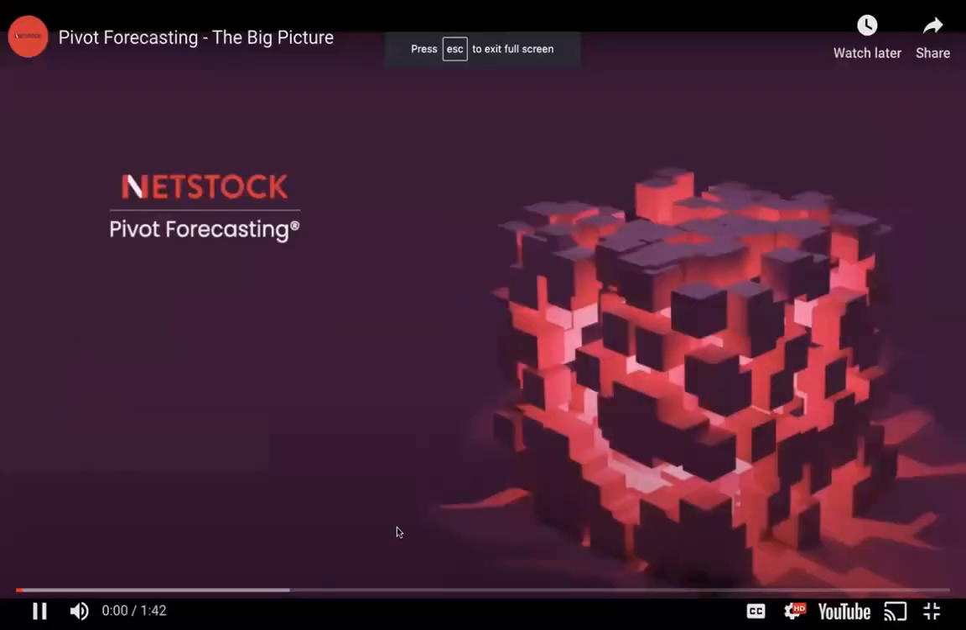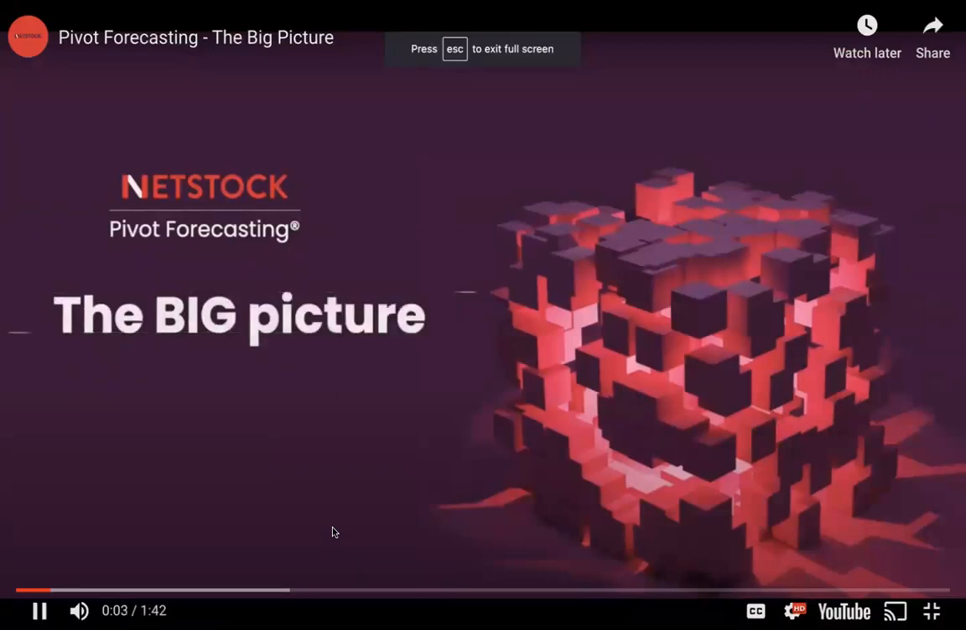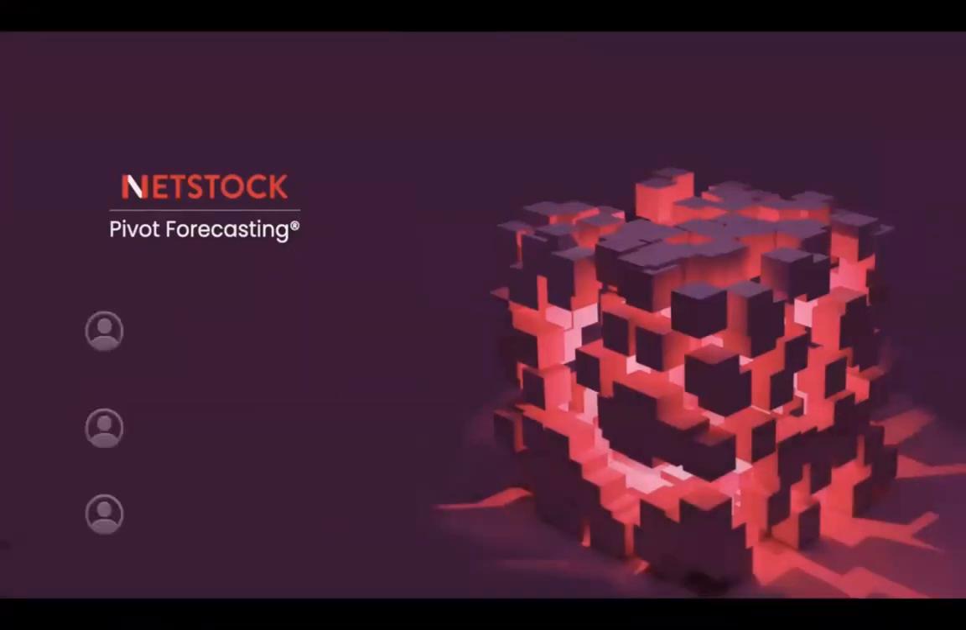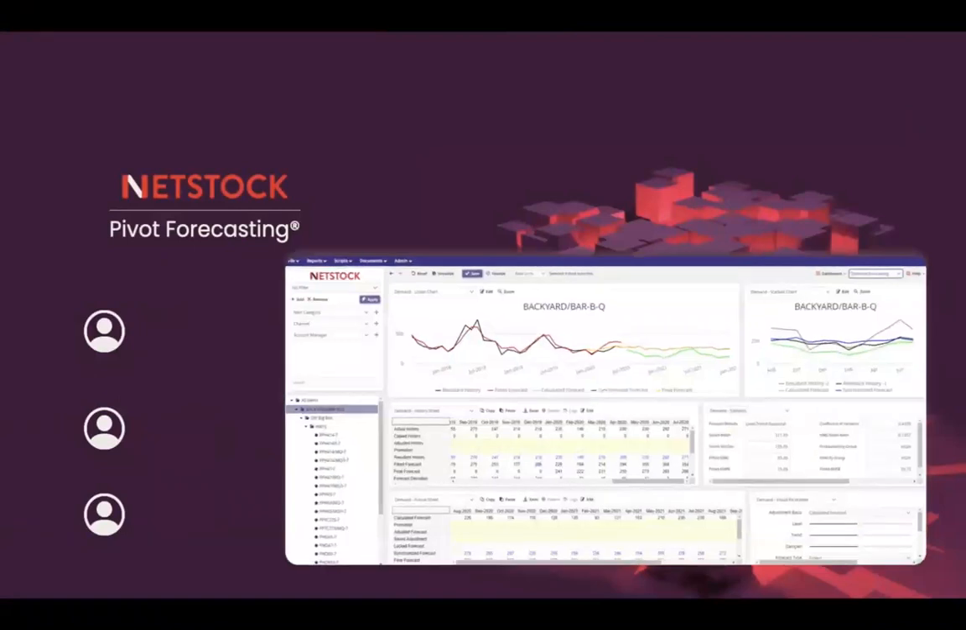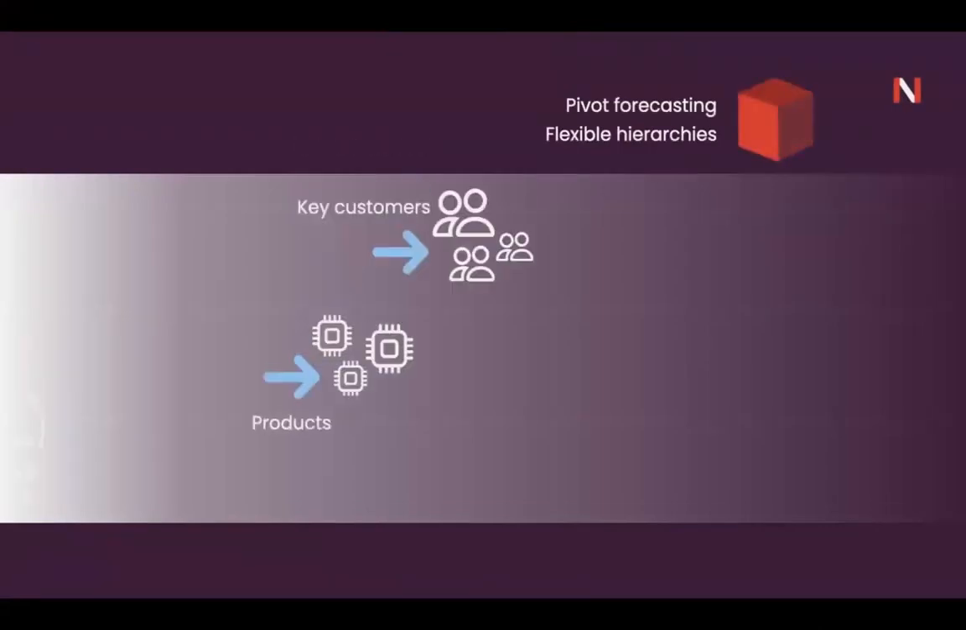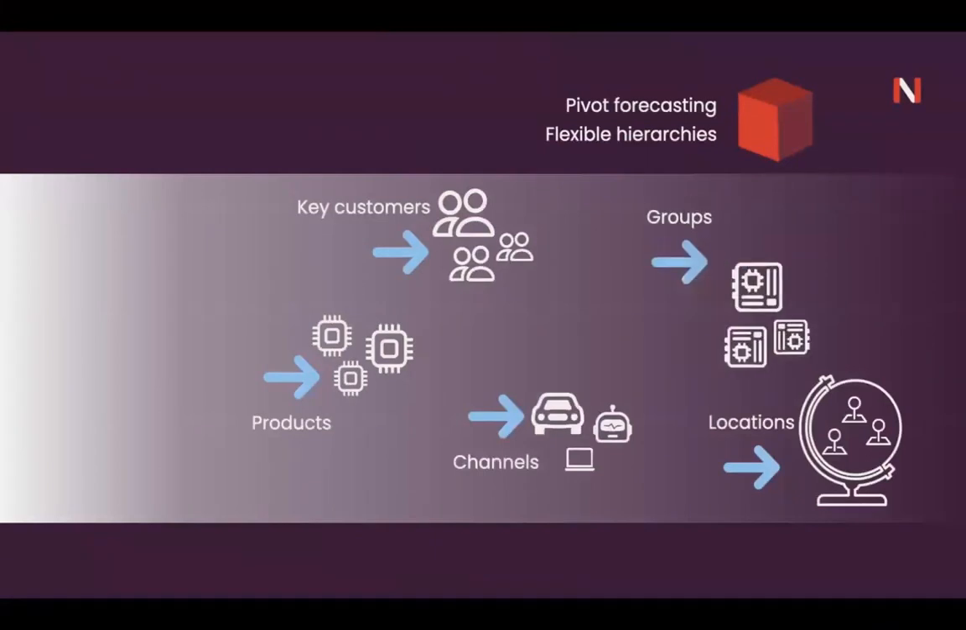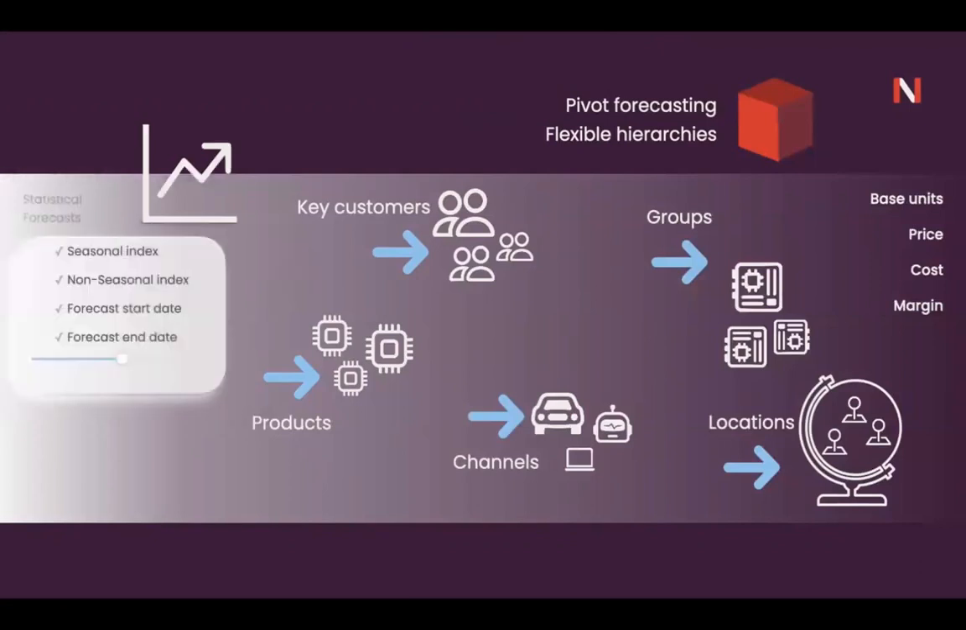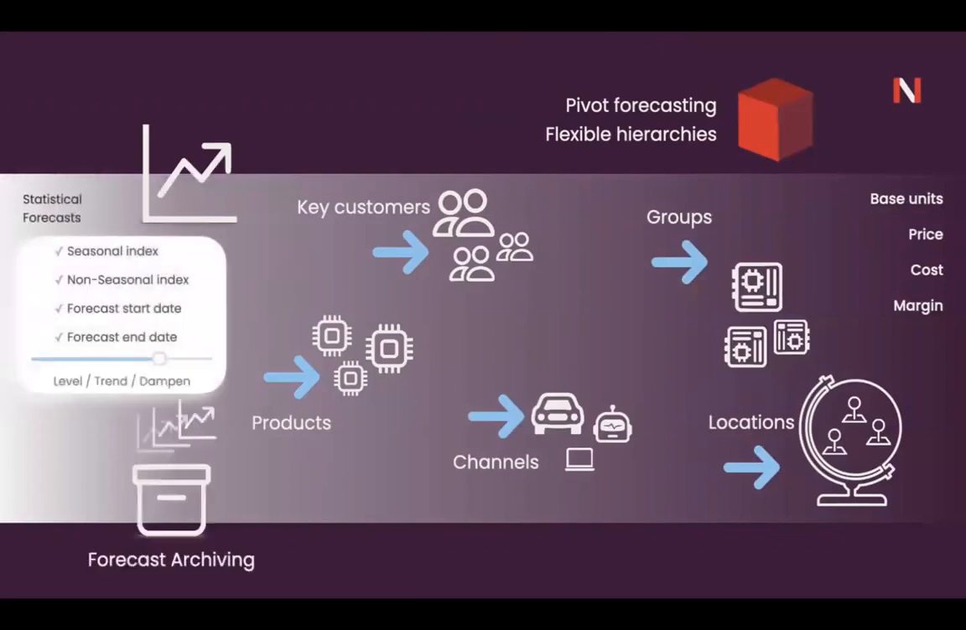Welcome to an exploration of the key features of pivot forecasting. Pivot forecasting provides planners with an agile toolset to distill and coordinate information from across the business into a single integrated forecast. Pivot forecasting uses flexible hierarchies to enable forecasting by product, customer, or location at any group level and in base units, price, cost, or margin. Planners and sales teams and other collaborators are all accommodated, beginning with statistical forecasts, allowing all to apply their judgment and storing them in multiple scenarios.